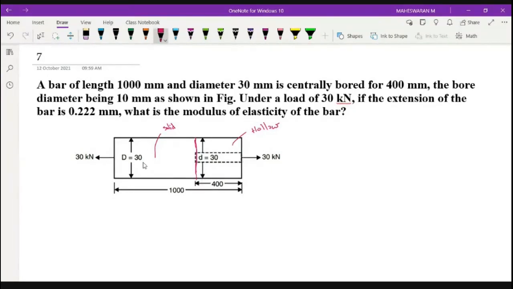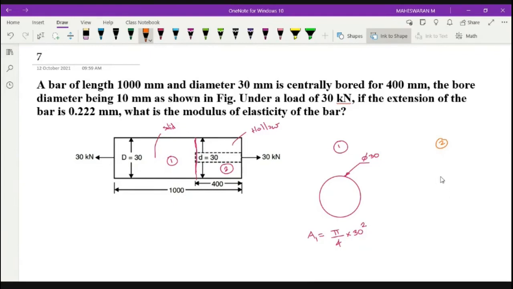You know all the data related to this. So what are the data you know for a solid material? If I consider this as 1 and this as 2, my 1 is just a circle. You know what is the diameter of this circle. Your diameter of this circle is 30. You know that. So in that case, you can easily identify the cross section area. A1 will be equal to pi by 4 into 30 square.